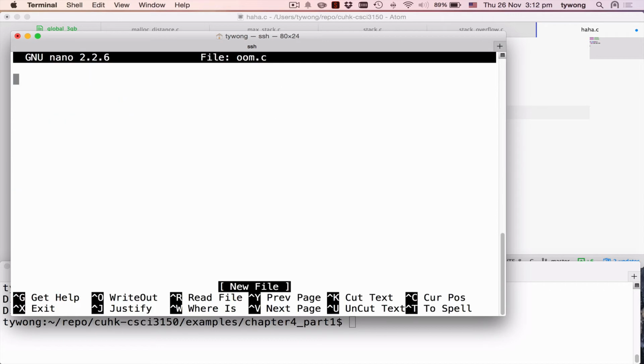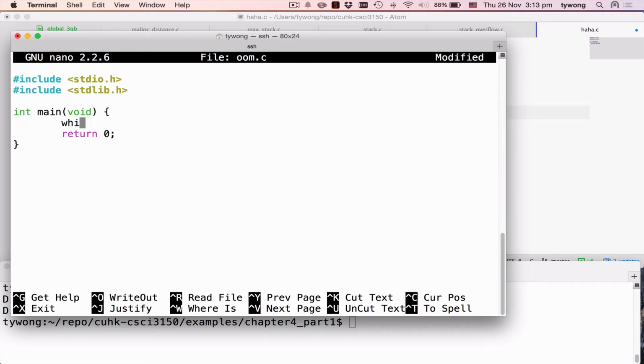Okay, we got OOM.c. The program is very simple to write. Remember it in your mind. Every time you go to the Apple Store to run this, while one, you have a pointer. So let's try something easy. Every time I allocate one map, 1024 times 1024 times 1024.